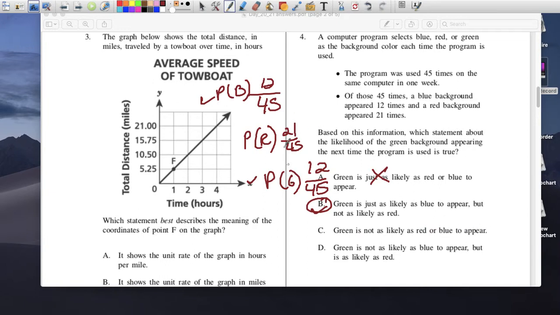That's not true. Green is as likely as blue, but not red, so that's garbage. Green is not as likely as blue to appear. No, that's not true, because green has the same probability as blue, so that's garbage. The only one that we had left was B.